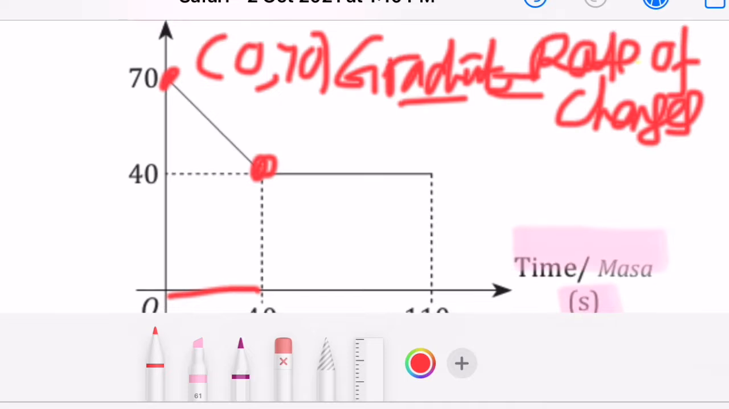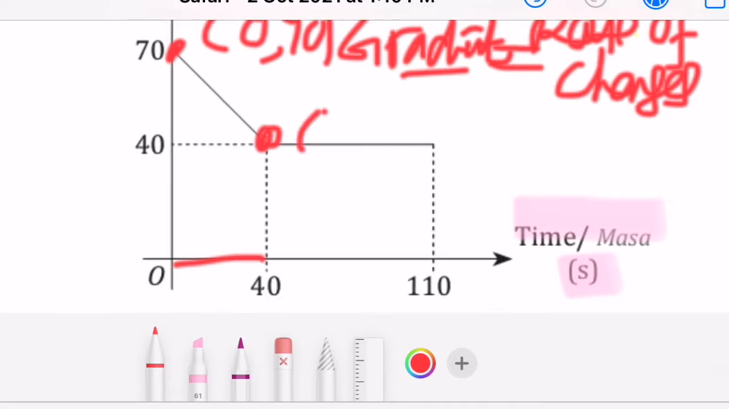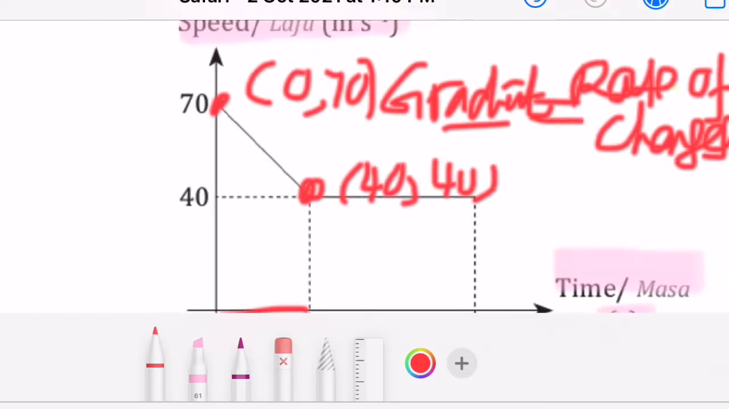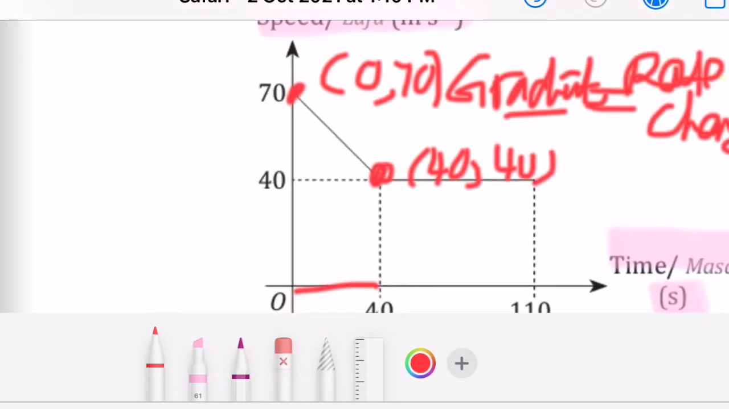Gradient, you need how many points? You need 40, and then you need 0 and 70. You need just 2 points. The gradient for this line, right? For this line. So we are going to find this gradient. Gradient means rate of change.